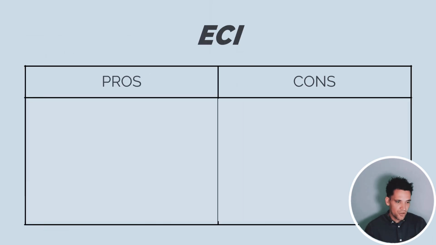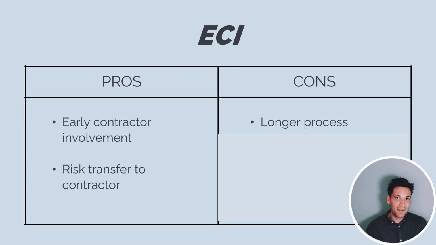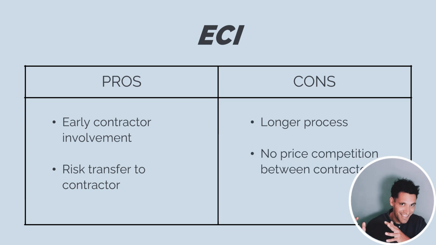Okay, so pros and cons. The pros, you get the involvement of the contractor early on, and the risk is transferred to the contractor in the second stage. The negatives, it's a longer process, but for a lot of these projects where you need the contractor involvement for the feasibility study and concept design, there's generally some investment decision process. So the overall process is much longer. And then depending on the type of ECI model you do, you might not get price competition in the second stage.